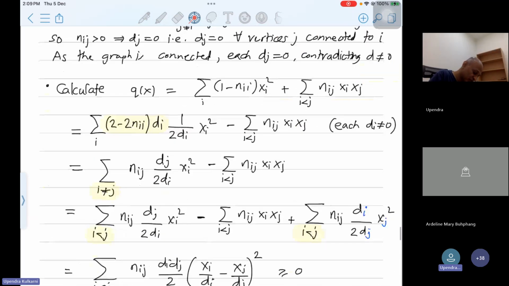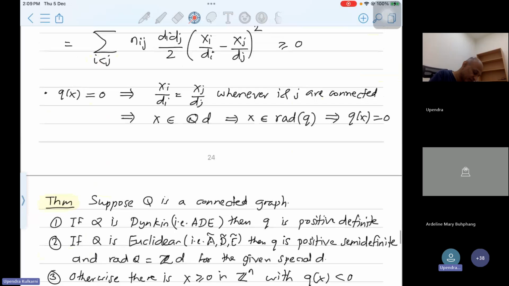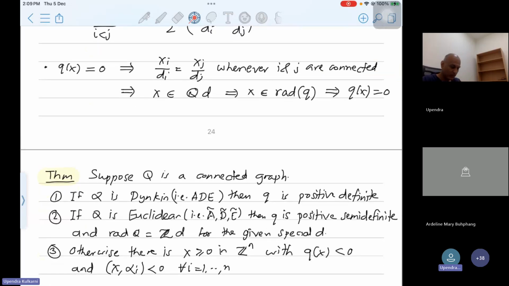Okay. So let me first show you the theorem. So this is the theorem that we are going to do. If the graph is of Dynkin type, that is ADE, then the form is positive definite. Otherwise, if the graph is Euclidean, that means the corresponding ones with tildes, then Q is positive semi-definite, but not positive definite. All of these are claims that we will prove. And moreover, we can in fact tell exactly what the radical of the form is. It is all integer multiples of this special vector d that I wrote down yesterday in the diagrams.